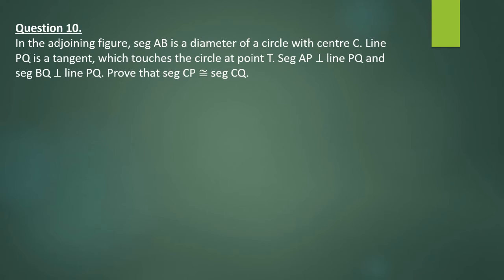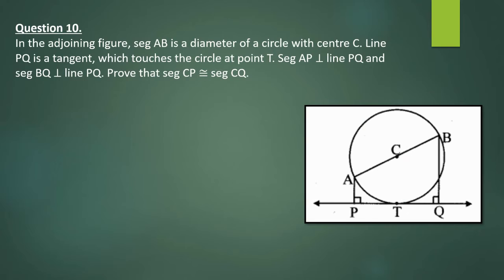10th sum. In the adjoining figure, segment AB is a diameter of a circle with center C. Line PQ is a tangent which touches the circle at point T. Segment AP is perpendicular to line PQ and segment BQ is perpendicular to line PQ. We have to prove segment CP is congruent to segment CQ.